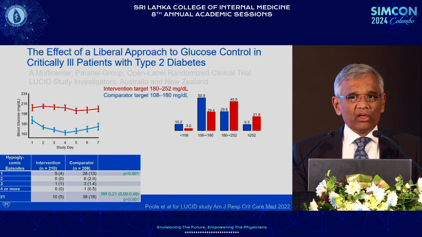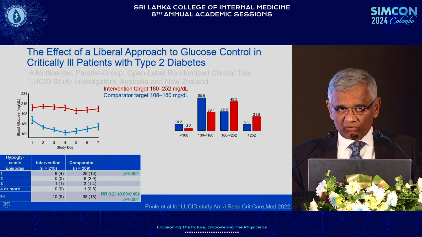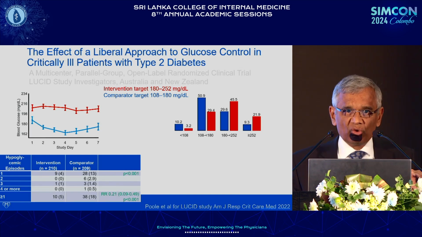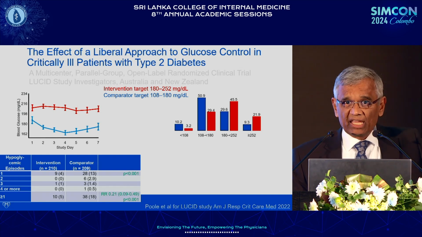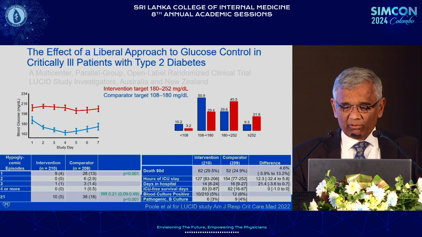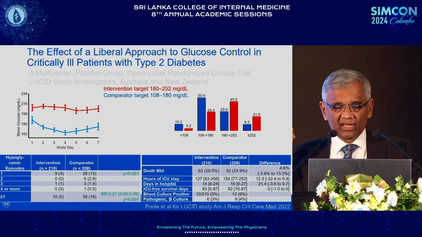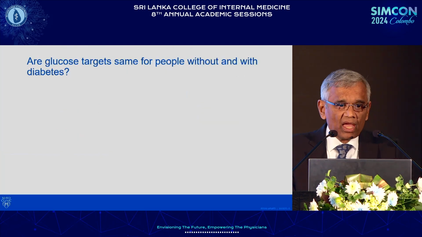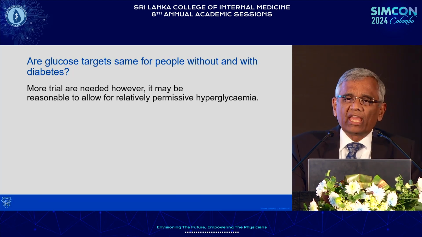Those who had a higher target of glucose had significantly fewer hypoglycemia episodes and fewer multiple episodes of hypoglycemia. This study shows that if the glucose target is kept higher in people with well-established diabetes, they will have less hypoglycemia. And there was no difference in death at 90 days, hospital or ICU stay, days in hospital, ICU-free survival, infections, etc. There was no difference in other outcomes. That would mean that we definitely need more trials for this, but it may be reasonably okay to consider permissive hyperglycemia in those who have established diabetes.